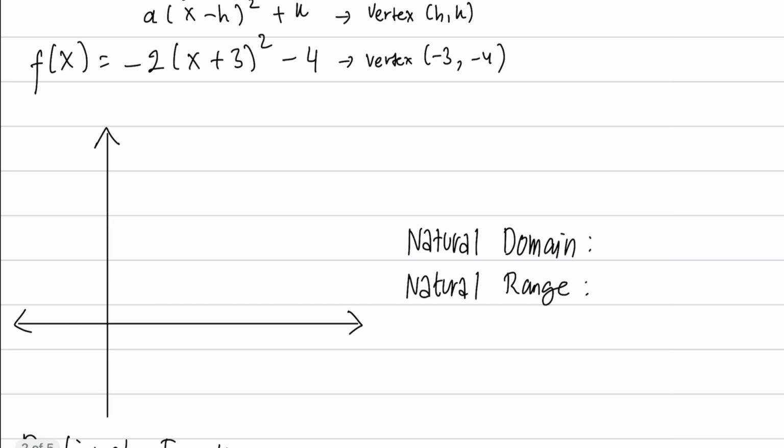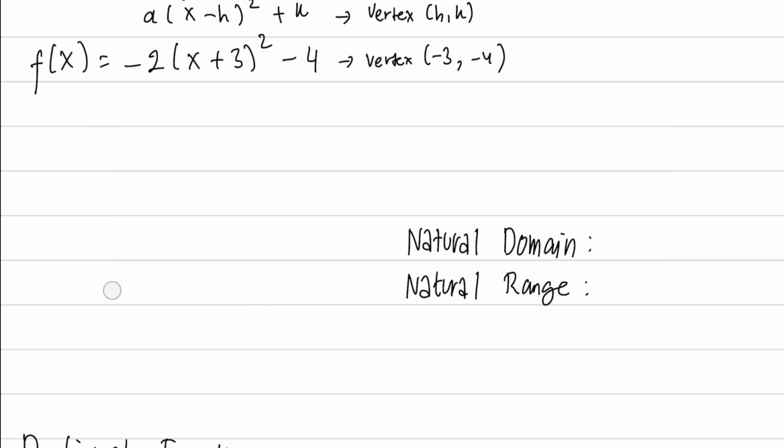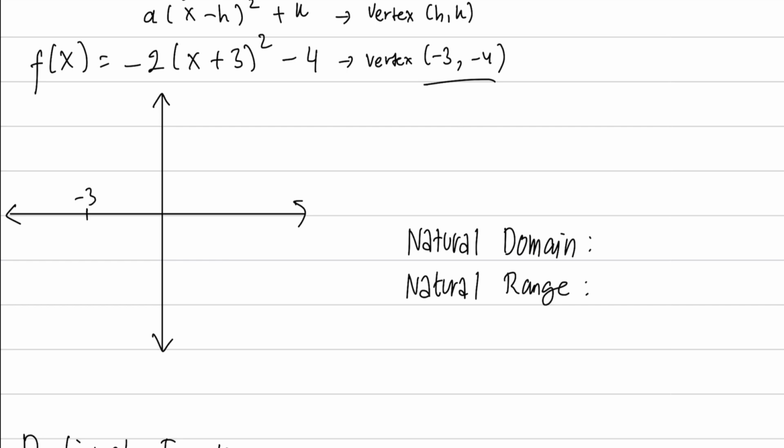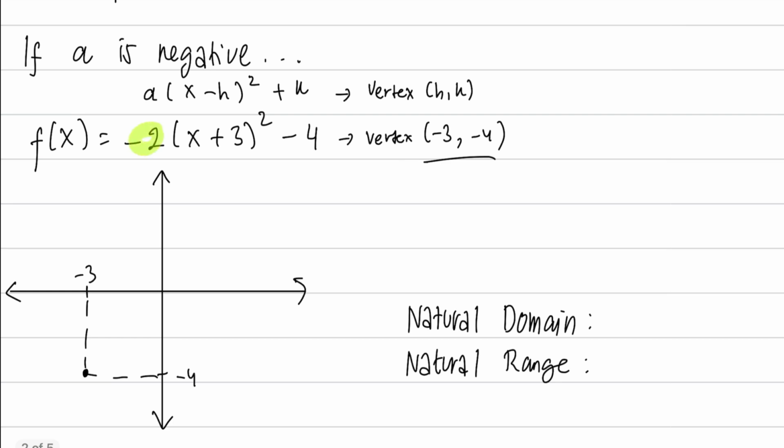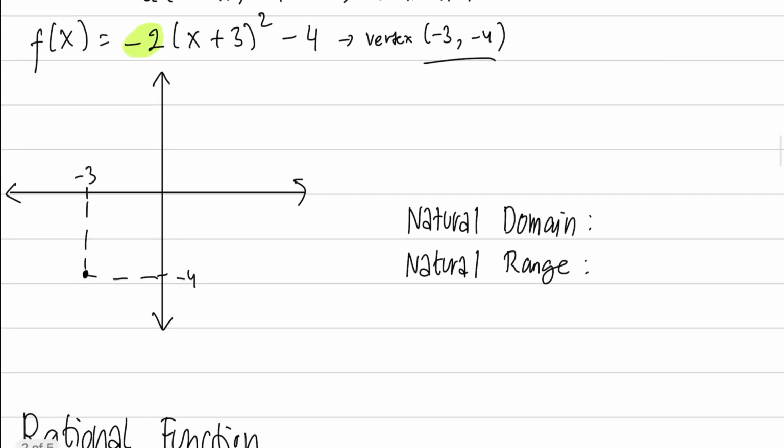So it doesn't look good, so let me redraw it. So this is our y-axis, this is our x-axis. And then our vertex is at minus 3 comma minus 4. So minus 3 is here, minus 4 is here, and then you will get your vertex. And then because our a value is negative, it means that it is facing downward like this.